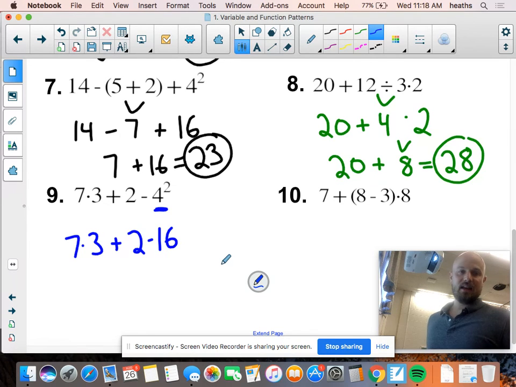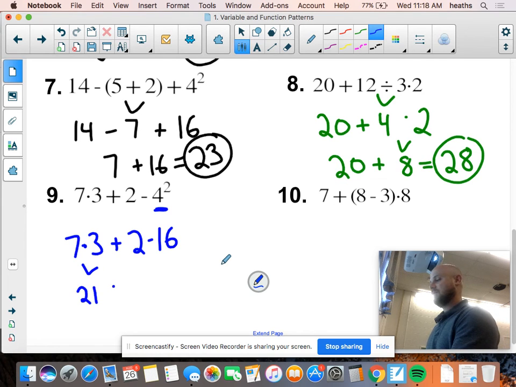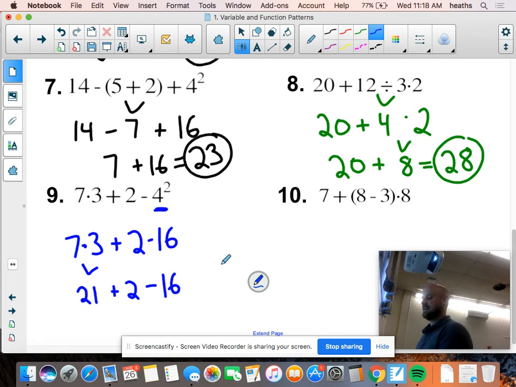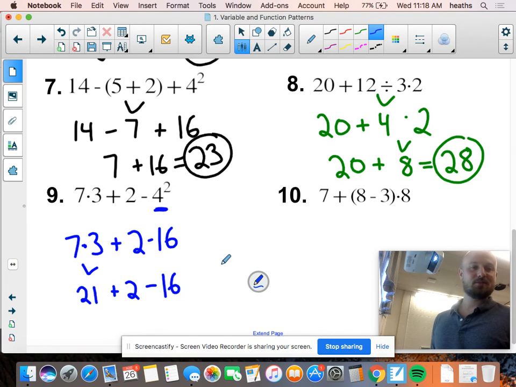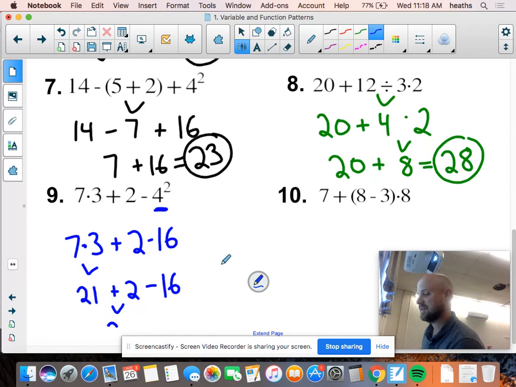We have a multiplication, addition, and subtraction portion of this problem. So we need to do our multiplication first. 7 times 3 is 21, plus 2 minus 16. Now we're left with addition and subtraction. We can just go left to right. So 21 plus 2 is going to be 23. 23 minus 16 equals 7.